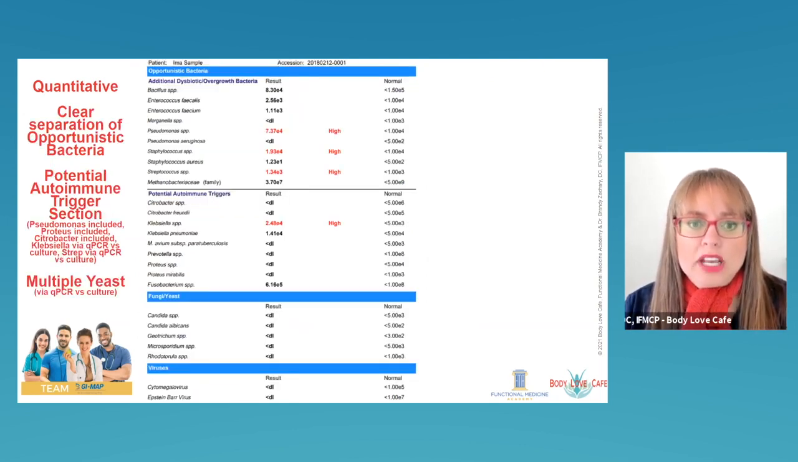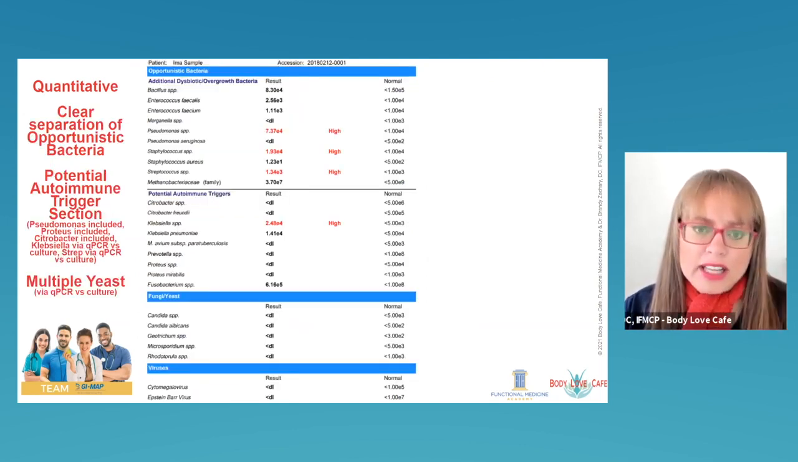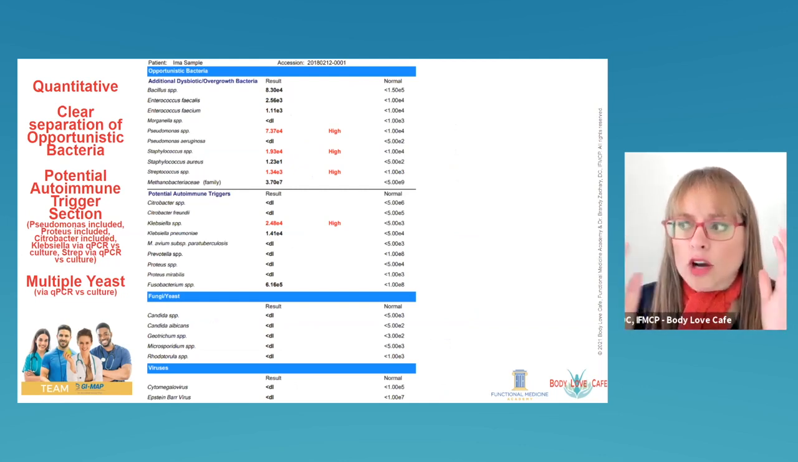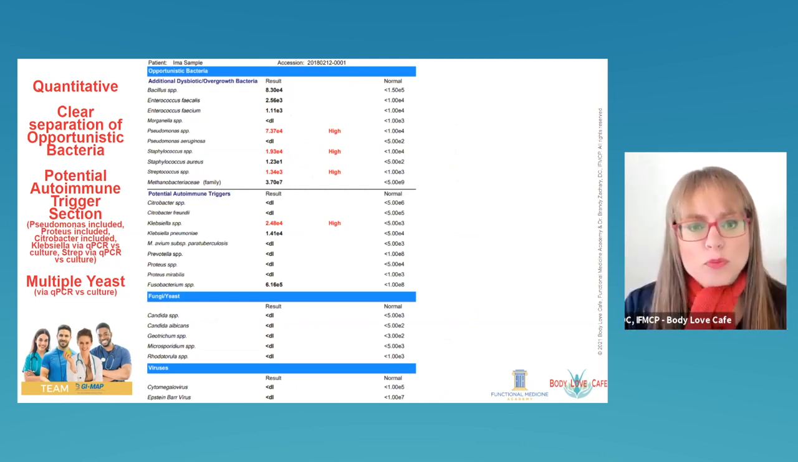All right, this is page 3. Again, quantitative. I like it. I like to see the exact numbers, especially for retesting, going up, going down, staying the same. They have a clear division of opportunistic bacteria and those potential autoimmune triggers I was telling you about.